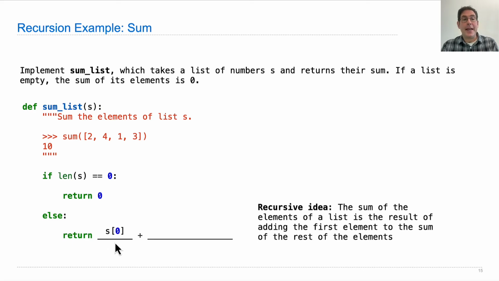The first element, S[0], is a number because this is a list of numbers. And the sum of the rest of the elements you get by calling sum_list on a slice of S from 1 onward, which is the rest of the elements in the list. This is a number, this is a list, but calling sum_list on a list gives you a number, so we're adding 2 numbers together. In this case, we would be adding 2 to the sum of 4 plus 1 plus 3 is 8, and 2 plus 8 is 10.